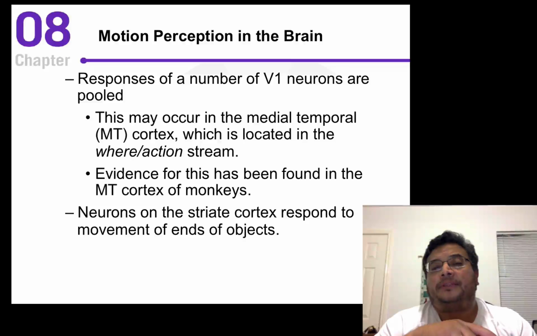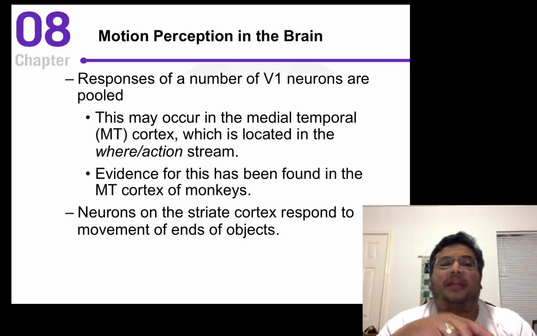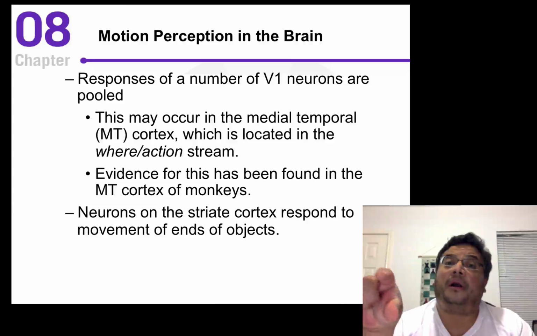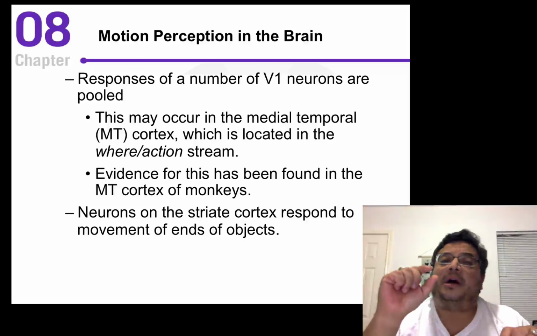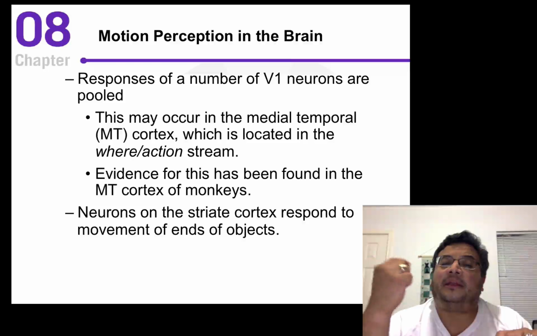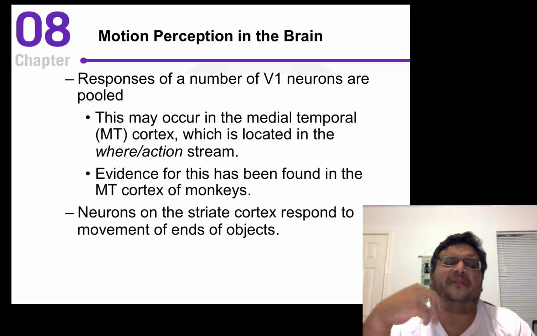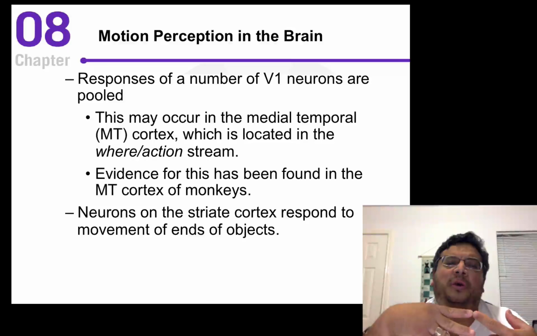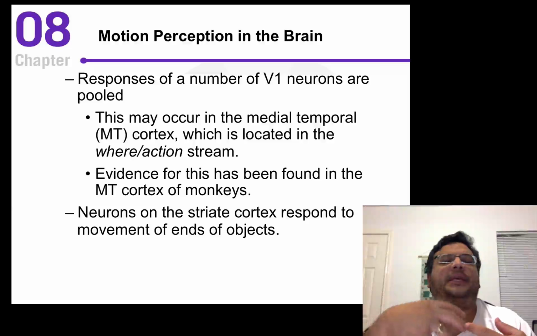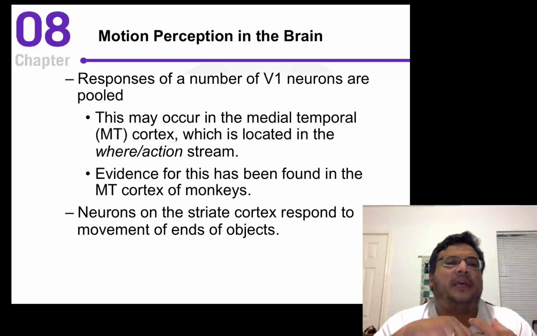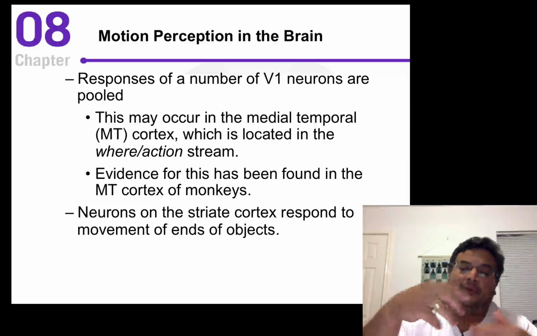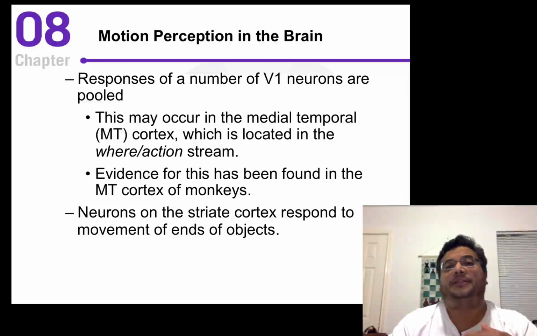There are also neurons in the striate cortex that respond to the movements of ends of objects. So, for example, the end of a bar, right? If the end of the bar is moving, then the neurons will respond. So there seem to be a lot of different areas for interpreting movement of objects in our brains. We still don't know how it all comes together to form a coherent perception, but we're starting to understand some of the physiology.